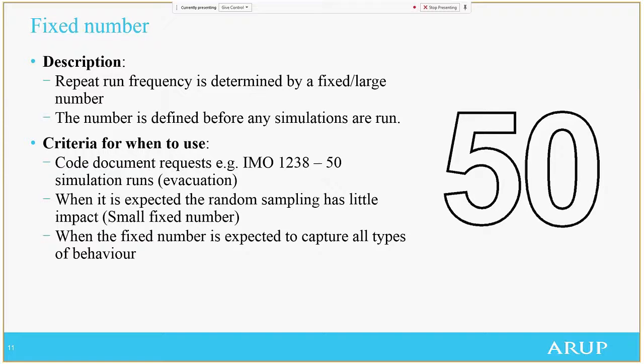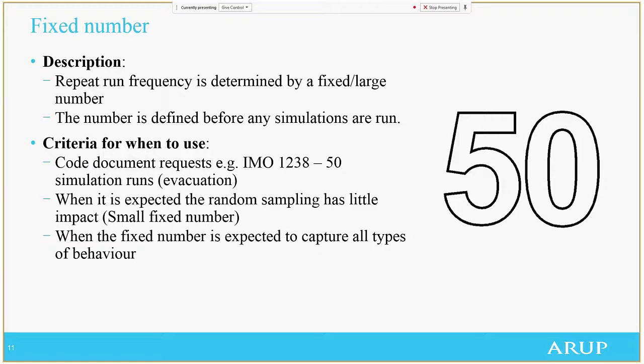The next method is the fixed number method, and this is basically where you decide how many repeat simulation runs you're going to run before you've even run any simulations. Now, you might use this where a code document requires you to do this. So IMO 1238, the International Maritime Organization codes for evacuation model validation verification, specifies you should run 50 simulations.